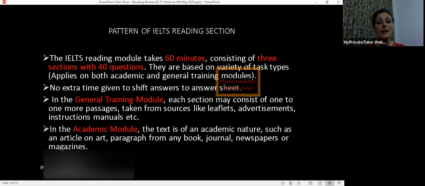Keep this in mind that no extra time is going to be given to you for shifting the answers. So you have to be very, very conscious about the time.